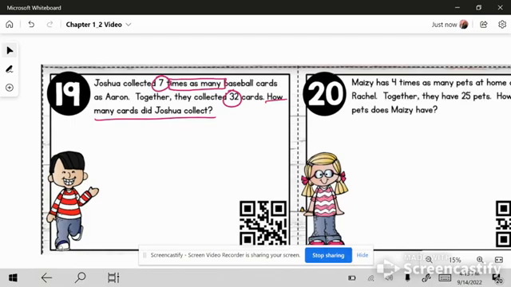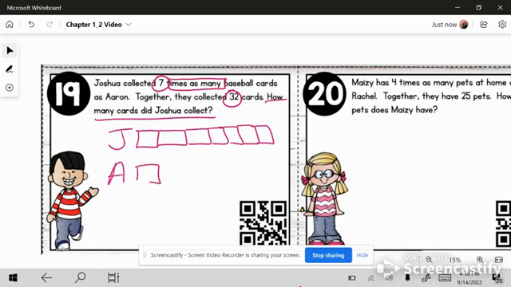All right, so for this one, we're going to start by labeling it. Our two people are Joshua and Aaron. So I'm going to put a J for Joshua and an A for Aaron. And it says Joshua collected 7 times as many baseball cards. We're going to make 7 boxes for Joshua: 1, 2, 3, 4, 5, 6, and 7. And then Aaron, or any other person, will always only get 1.